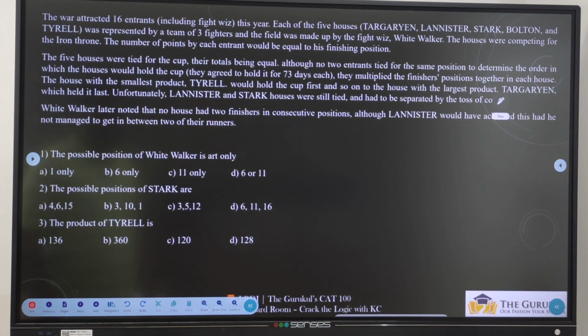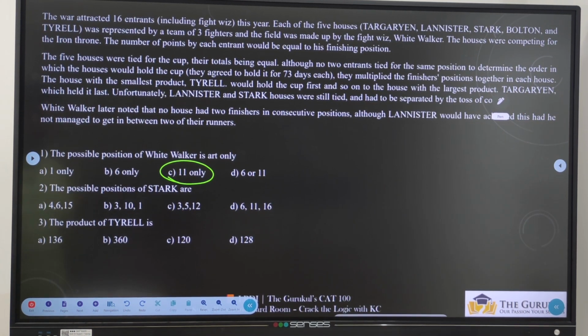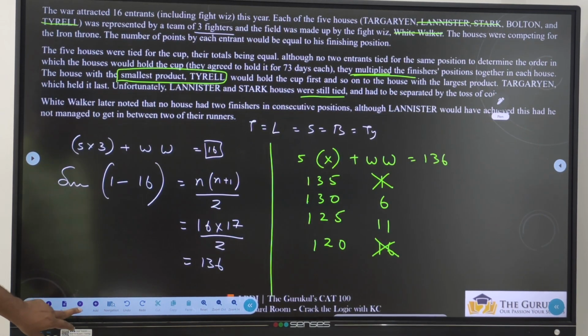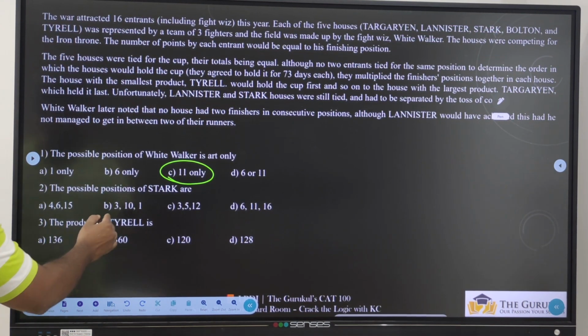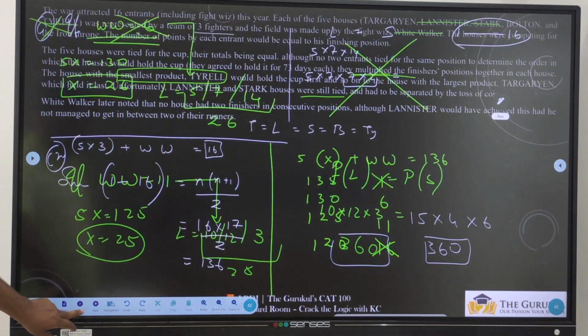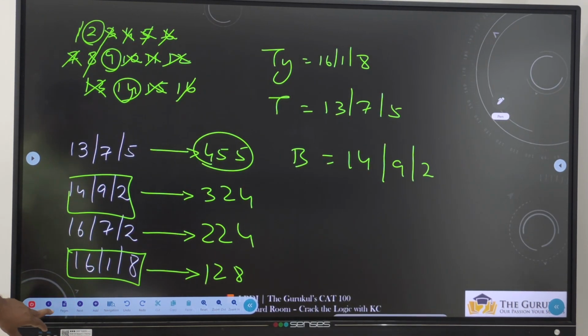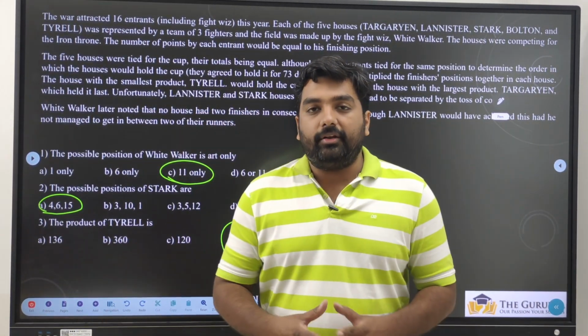The possible position of White Walker is option C. We already got that White Walker is C only. The possible positions of Stark are 15, 4 and 6. The product of Tyriel is equal to 128. That is option D. Perfect. So with this we'll end the set over here.